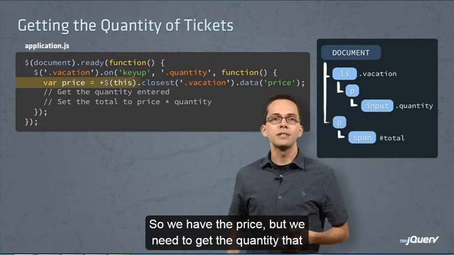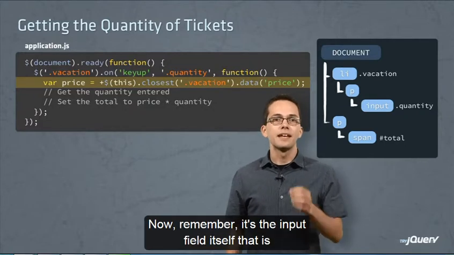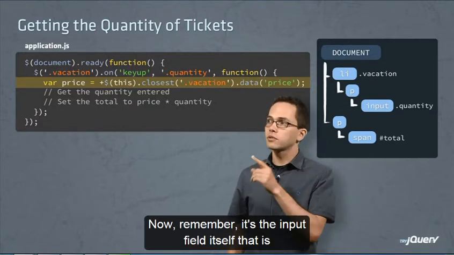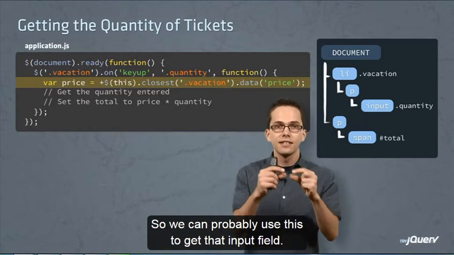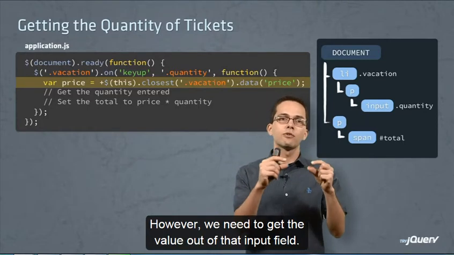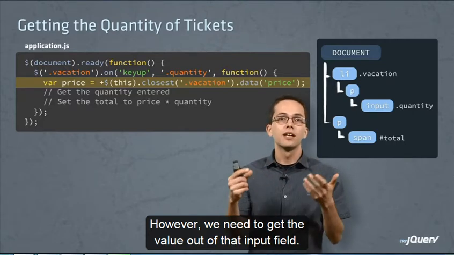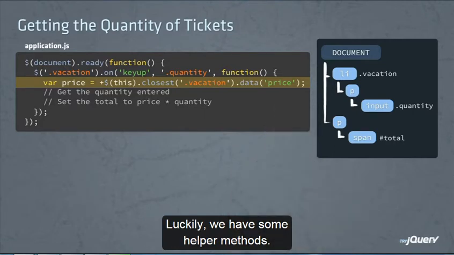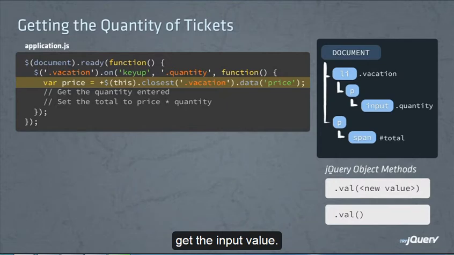So we have the price, but we need to get the quantity that the user entered. Now remember, it's the input field itself that is triggering the keyup event. So we can probably use this to get that input field. However, we need to get the value out of that input field. Luckily, we have some helper methods. We can use .val(value) to set the input value or just .val() to get the input value.